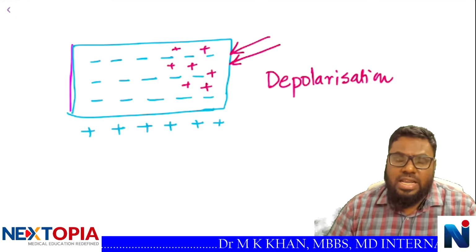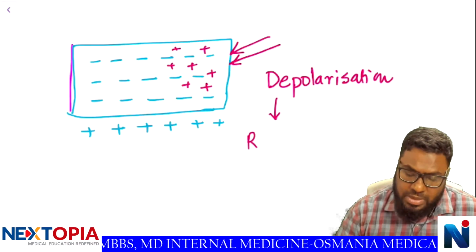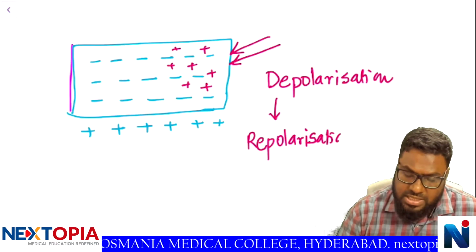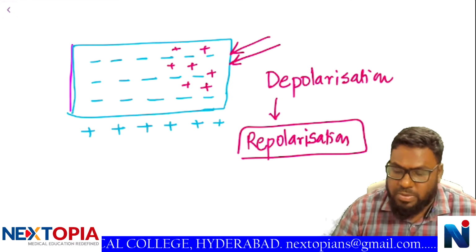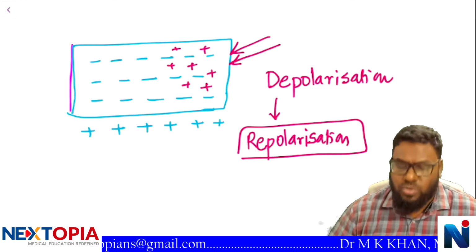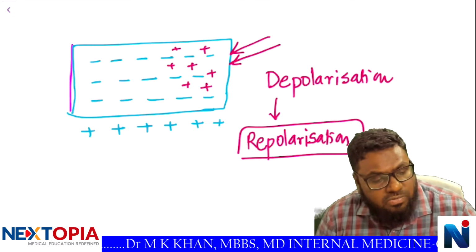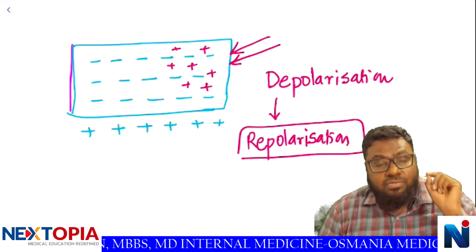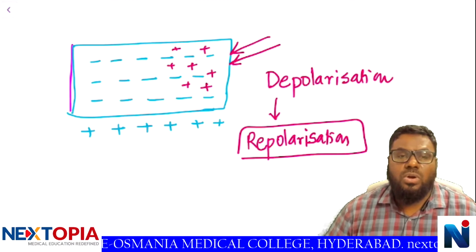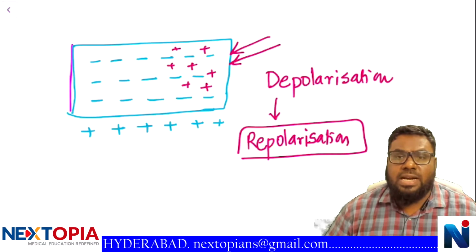Once this depolarization is over, the muscle comes back to the normal polarized state. We call it repolarization. So gain of charges is depolarization, and loss of charges, bringing back to normal polarization, is repolarization. This is the basic physiology you will have to understand. This concept helps us understand the ECG also in cardiology. If I teach you ECG, I'll explain this concept again in detail.